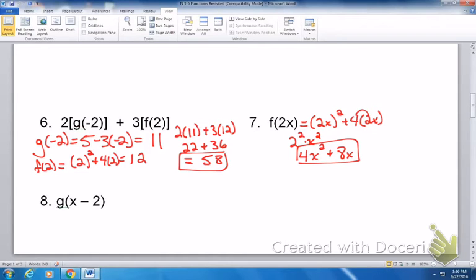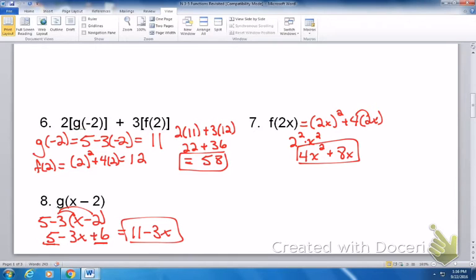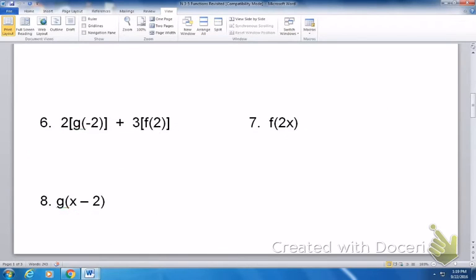Now we have another one that's not just a number. I have g of x minus 2. So I'm going to have 5 minus 3, but in parentheses, I'm going to have x minus 2. So that turns it into a distribution problem. So I have to distribute negative 3. So I have 5 minus 3x. Negative 3 times negative 2 is plus 6. I've got a 5 plus 6, so I get 11 minus 3x. Now those are about the trickiest problems like this you can find. Be careful, and if you have questions, you need to let me know. Let's go ahead and go to the next page.